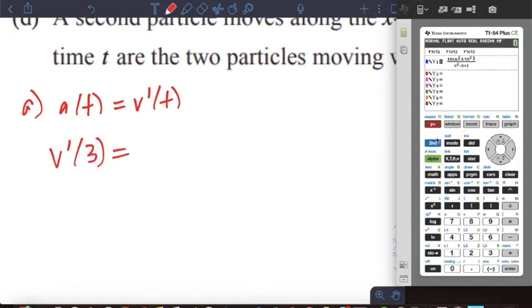Okay, so I go math, derivative on your calculator is nDeriv, number 8, math 8, d over dx, y1 at 3. So negative 2.118. There are no units on here. There's no distance measurements, there's no time measurements. So we just leave it as negative 2.118.